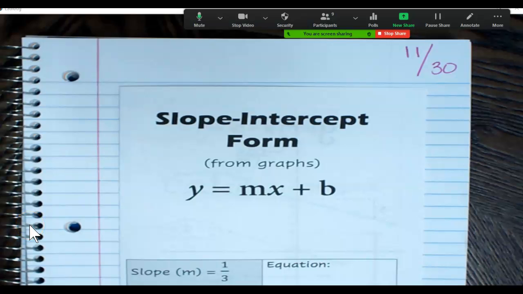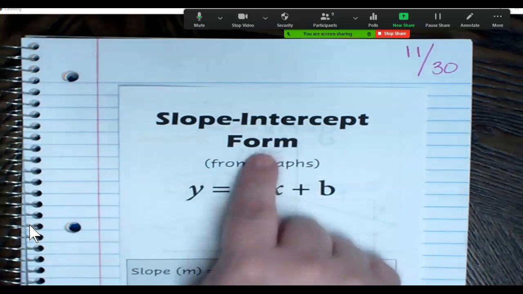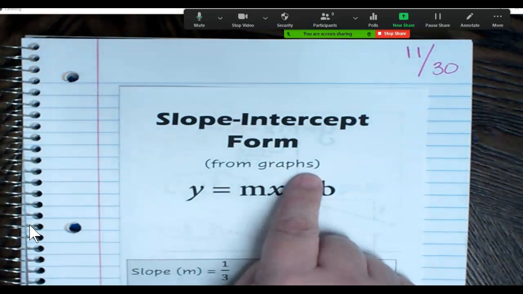Okay, so today's unit is the start of a new unit. We're still in linear relationships, but we're in the multiple representations. We're really going to continue to bring in our graphs, our tables, our word problems, but we're bringing in one other component, equations. Okay, so that's what we're doing today. We're doing equations, slope-intercept form from graphs.